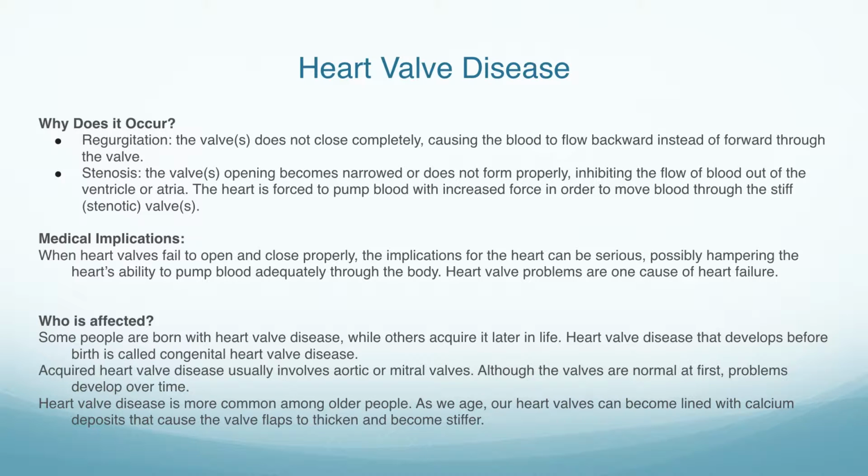Some people are born with heart valve disease, which is called congenital heart valve disease. Acquired heart valve disease usually involves the aortic or mitral valves. Although the valves are normal at first, problems develop over time, and it's more common among older people. As we age, our heart valves can become lined with calcium deposits that cause the valve flaps to thicken and become stiffer.